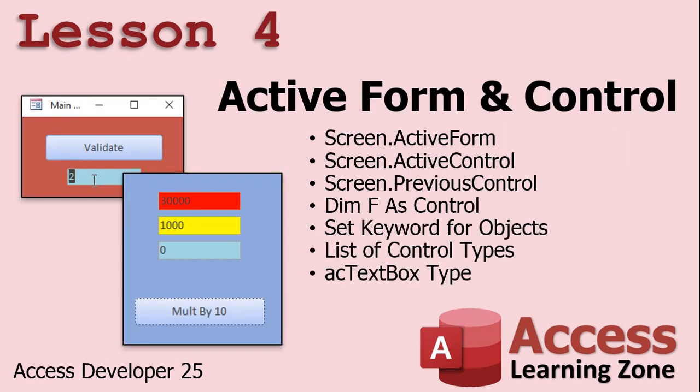In Lesson 4, we're going to learn about the ActiveForm and the ActiveControl. We're going to learn how to determine what form and what control the user is currently on, so we don't have to send it as a parameter to a function. Then we'll learn how to access the previous control. So if you want to use a button, say you want to click on a field and then hit multiply by 10, the button can then figure out where the user came from, what was the previous control you were on. Then instead of sending the name of the control, we're going to actually dim a control itself as an object variable and learn how to work with different control types. Lots of cool stuff in Lesson 4.